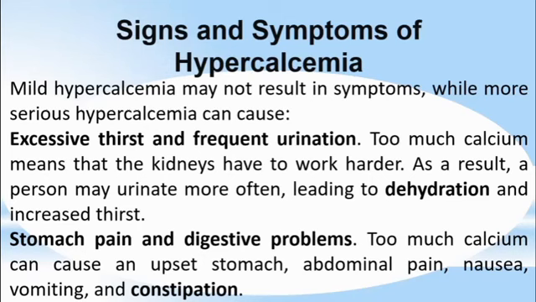Mild hypercalcemia may not result in any symptoms, while more serious hypercalcemia can cause different symptoms. For example, excessive thirst and frequent urination. Too much calcium means that the kidneys have to work harder. As a result, a person may urinate more often, leading to dehydration and increased thirst. Number 2 is stomach pain and digestive problems. Too much calcium can cause an upset stomach, abdominal pain, nausea, vomiting, and constipation.